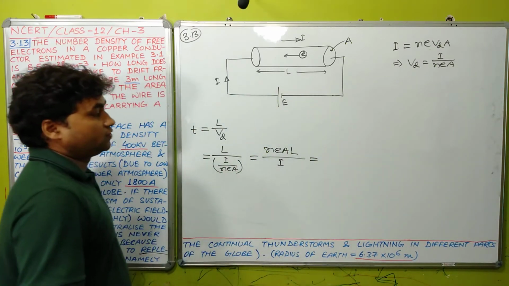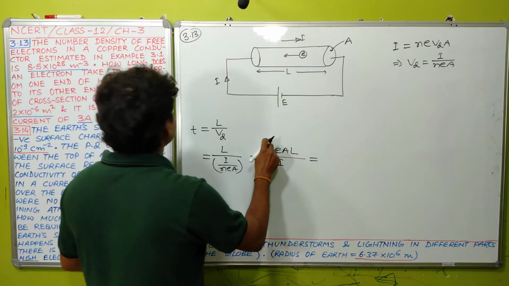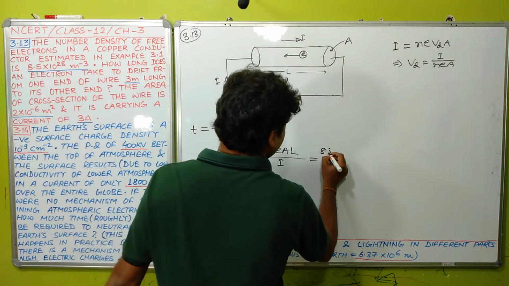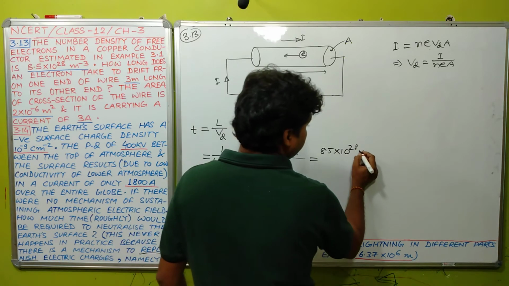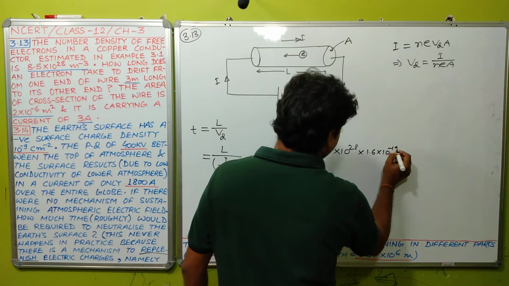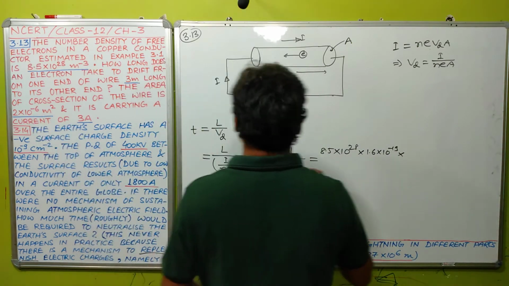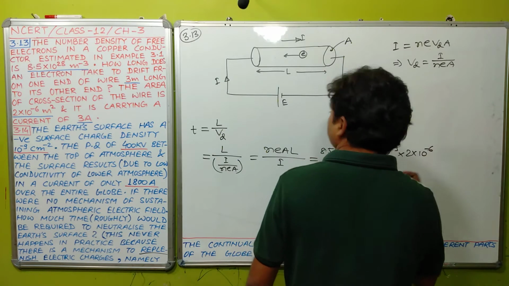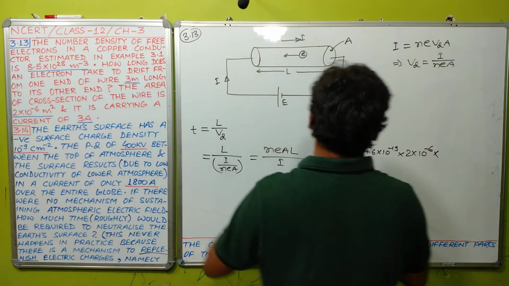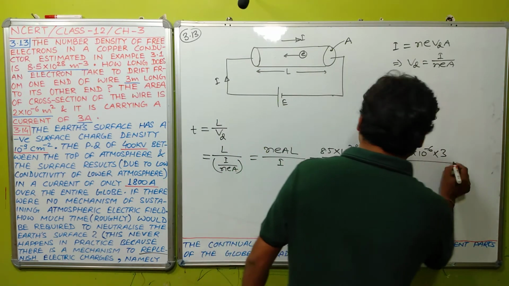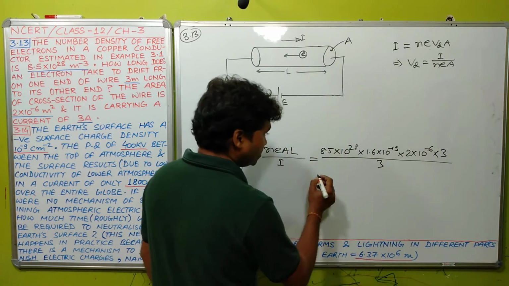Now we know the value of all the terms, so putting in all these values: n is the concentration of electrons, 8.5 into 10 to the power 28; e is the electronic charge, 1.6 into 10 to the power minus 19; A is the area of cross section, 2 into 10 to the power minus 6 meter square; and L is the length, which is given as 3 meter. The value of current flowing through it is also given as 3 ampere. Now solve this question, it's very easy.